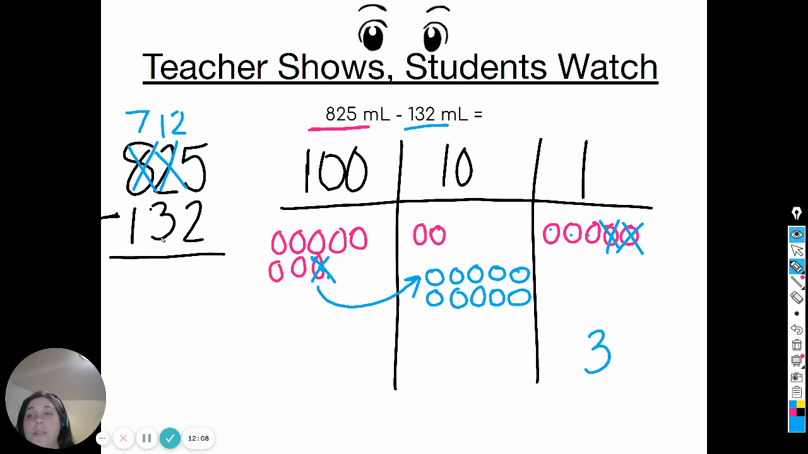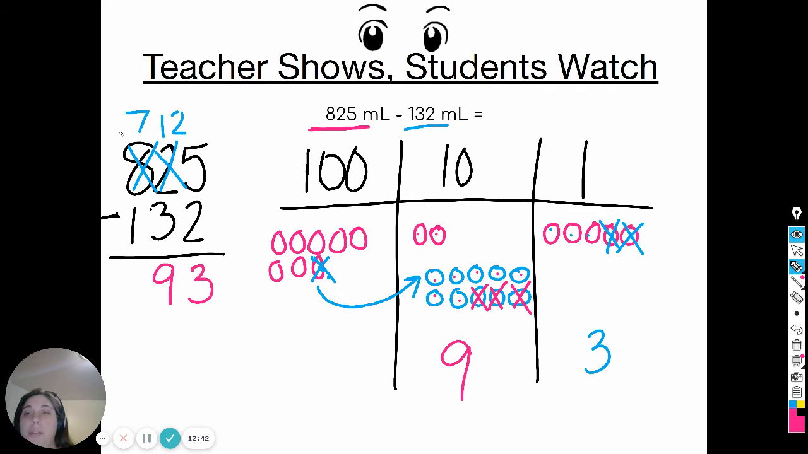So we have that 12 and we need to take away 3 of them. 1, 2, 3. Let's see how many we have left. 1, 2, 3, 4, 5, 6, 7, 8, 9. Okay, and I did forget we need to write this over on our standard algorithm as well. We had 3 ones left. We have 9 tens left.